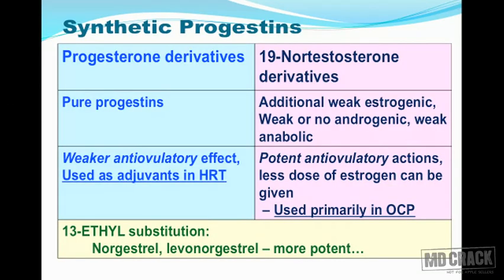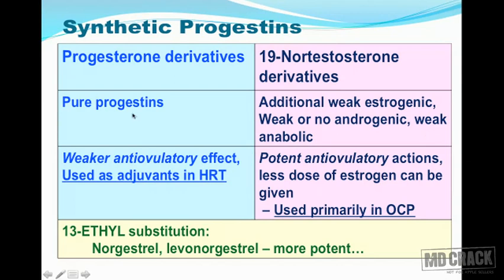Now let's see what the differences are in the synthetic progestins. There can be progesterone derivatives which are pure progestins. You can follow the slide. And there are nortestosterone derivatives which have additional weak estrogenic activity. They have weak or no androgenic activity and they are weak anabolic substances.